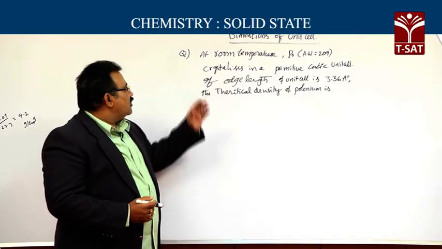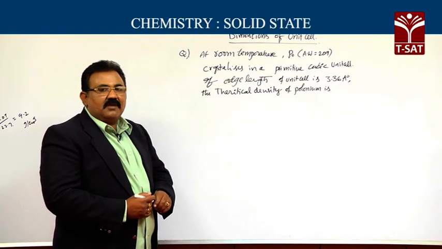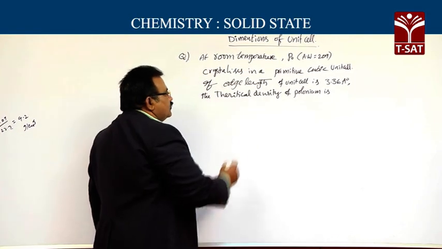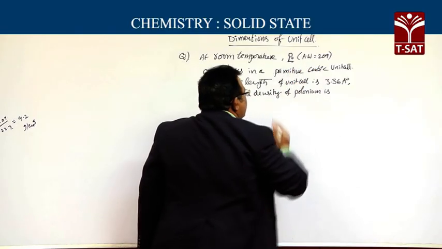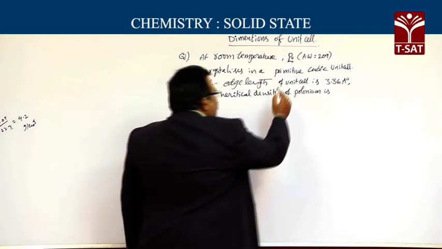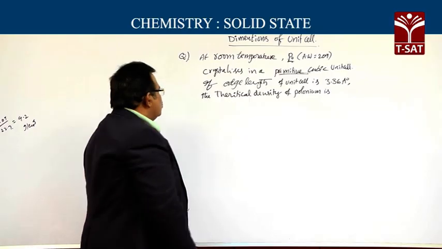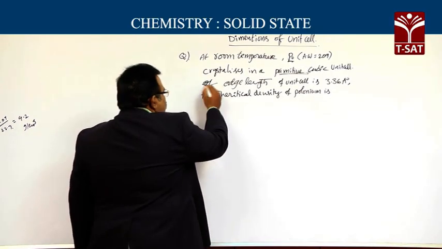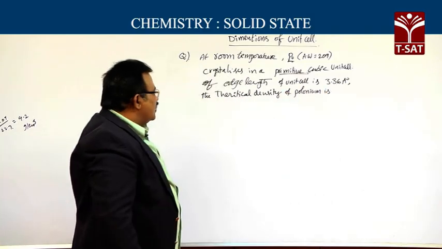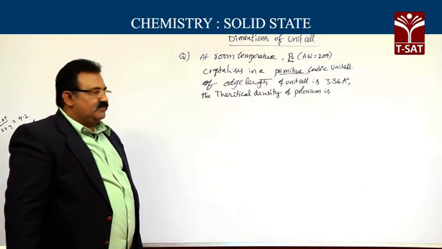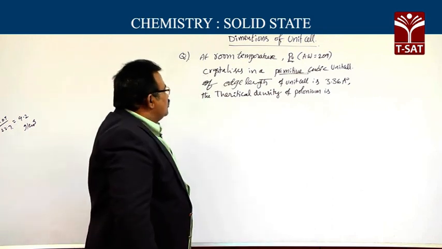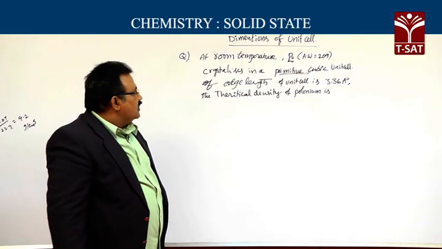Let us have a numerical question on this density of the unit cell. The question is, at room temperature, polonium whose atomic weight is 209 crystallizes in a primitive cubic unit cell of edge length 3.36 angstroms, and the theoretical density of polonium is to be calculated. As I said, this belongs to the calculation of density of the unit cell.